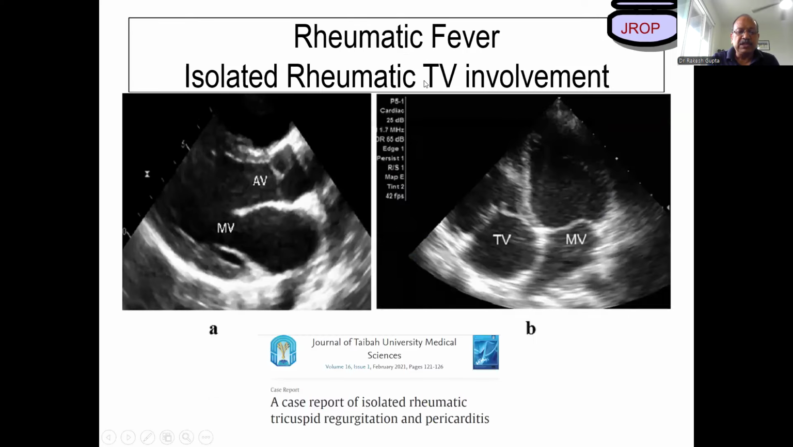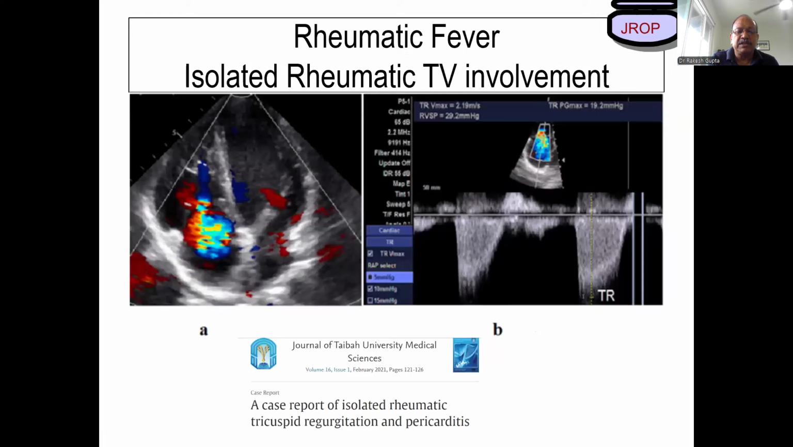Another important view is a case of an isolated rheumatic tricuspid regurgitation with pericarditis reported from a journal, where they said mitral and aortic valves were preserved. When we looked at the tricuspid valve leaflet, there was significant involvement, with isolated tricuspid regurgitation.